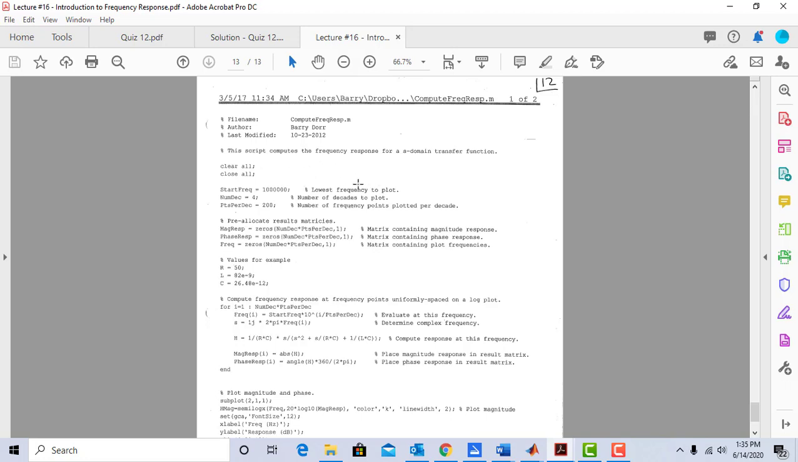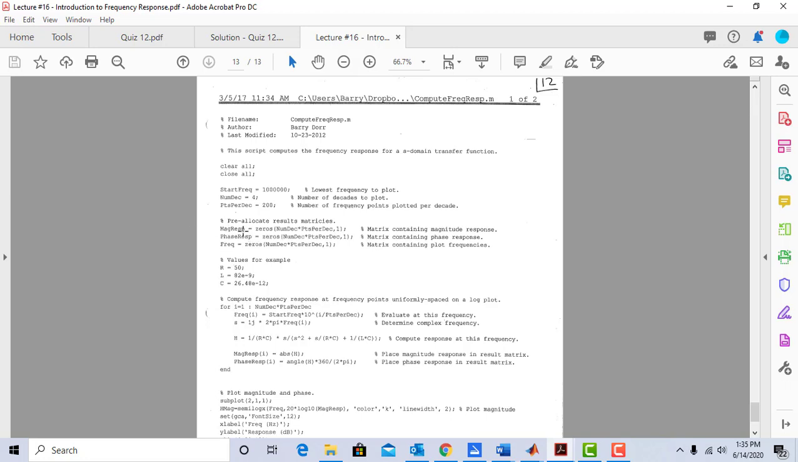Let's do our logarithmic counting that we just talked about. Our start frequency is 100K. That's our lowest frequency to plot. The number of decades is going to be 4. The number of points per decade is going to be 200. So I'm going to get 200 nice, evenly spaced points on my plot.